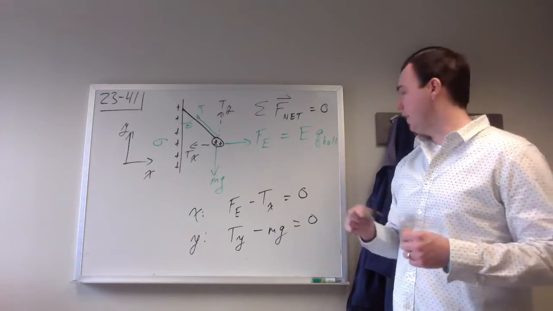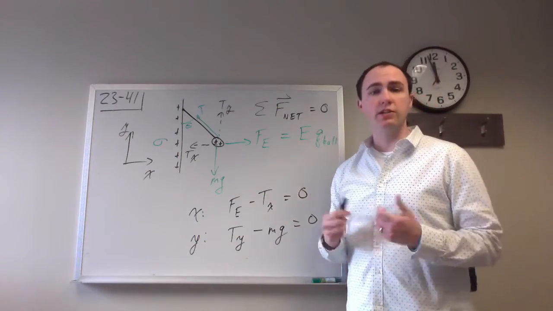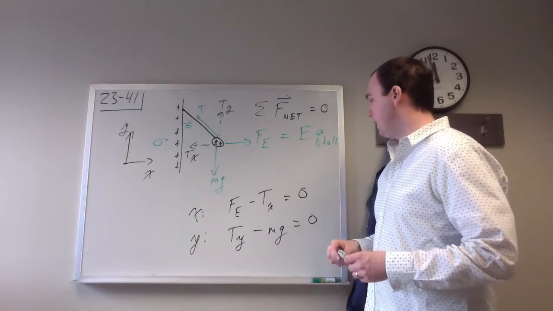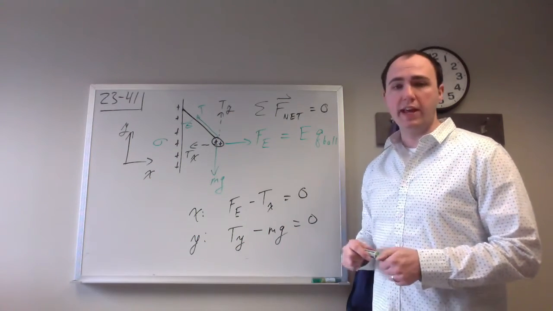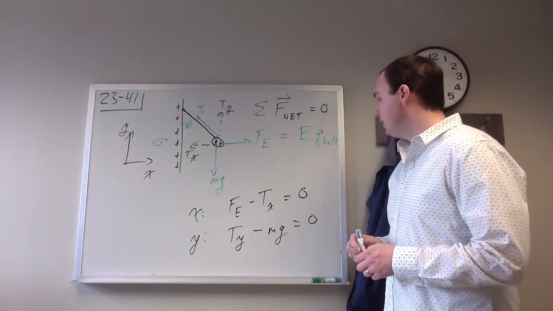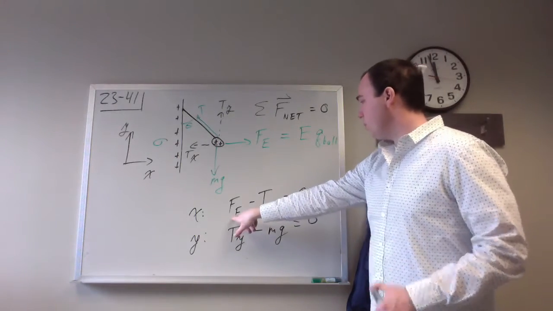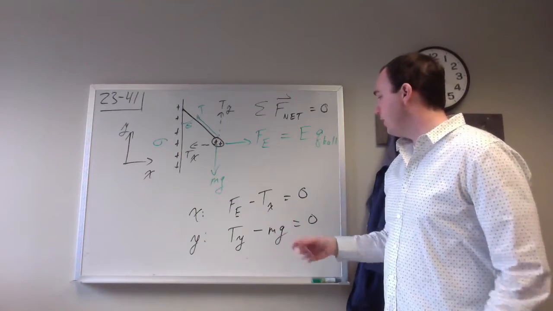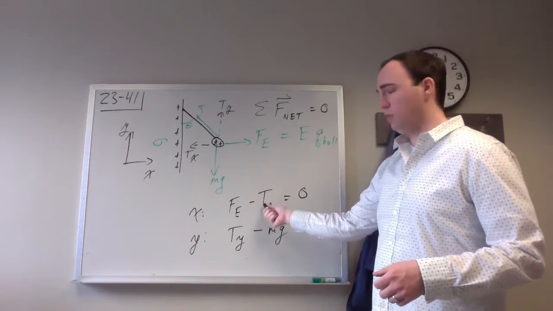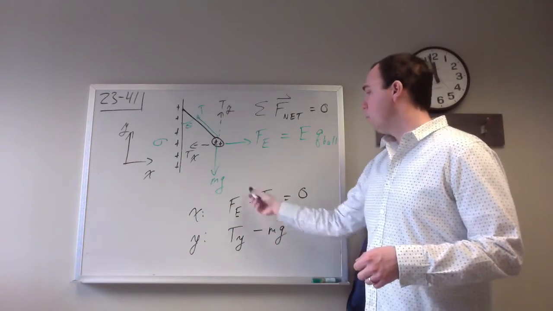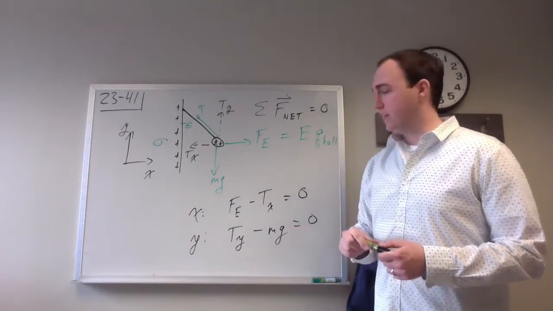So you might say, why do we care about what the tension is? And my answer is we don't, right? But we need to use that as maybe an intermediate step to find out what this electric field is, or what the electric force is, right? So now we have two equations with two unknowns. We don't know the tension, but we don't care about it. What we're trying to solve for is this electric field, right?